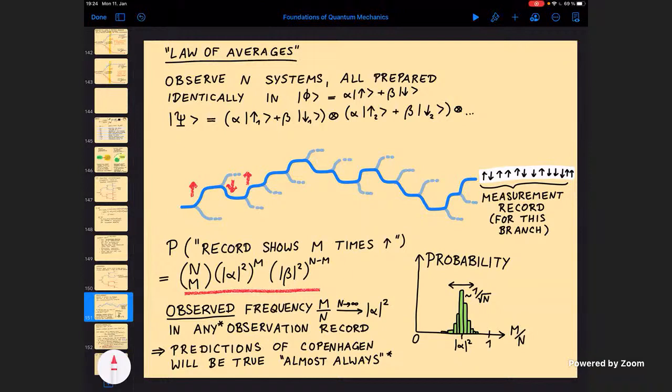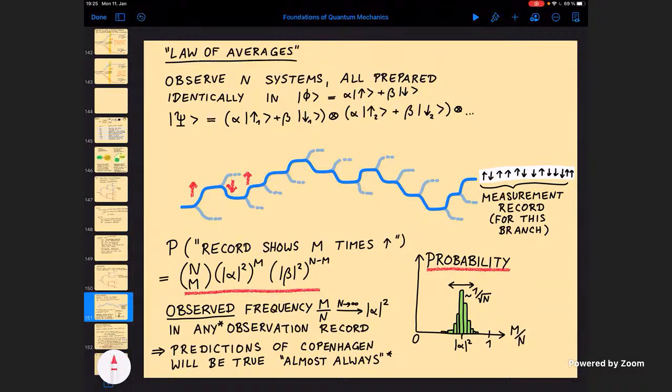Now, if you plot this probability as a histogram, you get what I show here on the right-hand side. So the probability of observing a certain number of spin up is shown here. This is the Bernoulli distribution. The mean will be alpha squared. That's already a good sign. I'm sorry, I'm not plotting versus m, I'm plotting versus m over n, which is the frequency, so to speak, to observe this outcome. The mean is alpha squared, which is very good because this is exactly what we hoped it would be. And not only is the mean alpha squared, but also the spread will be reduced by 1/√n if you do the math.